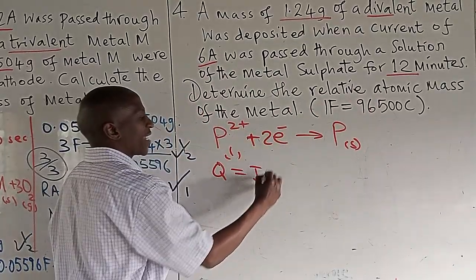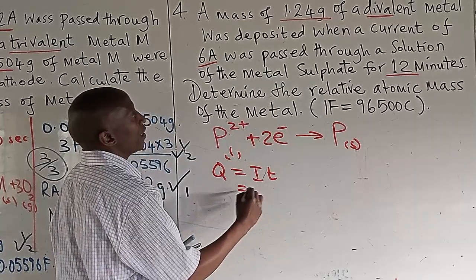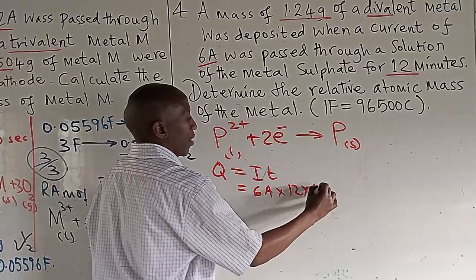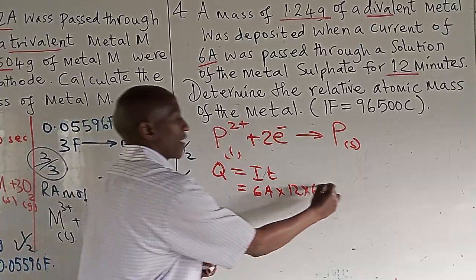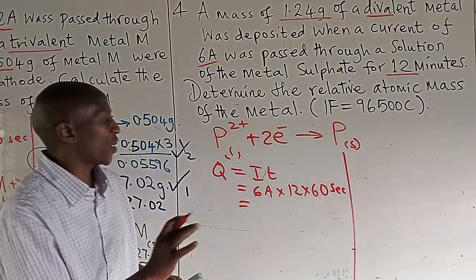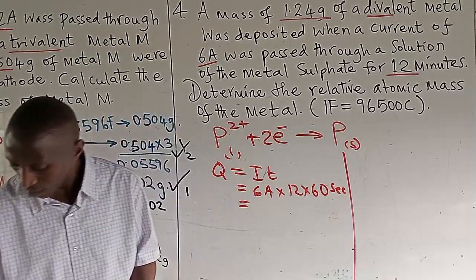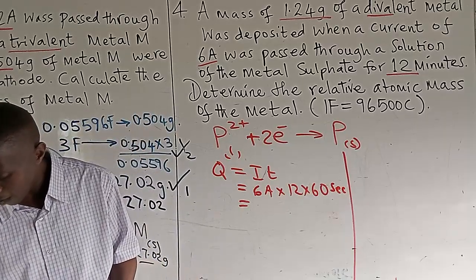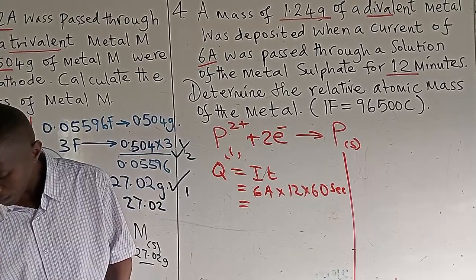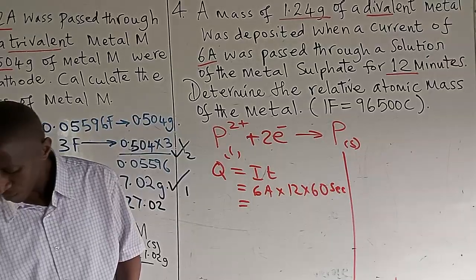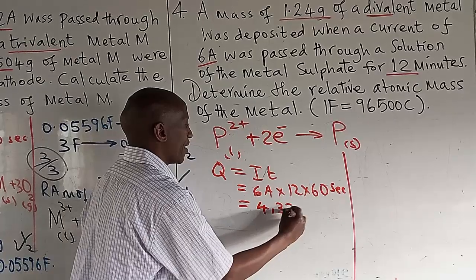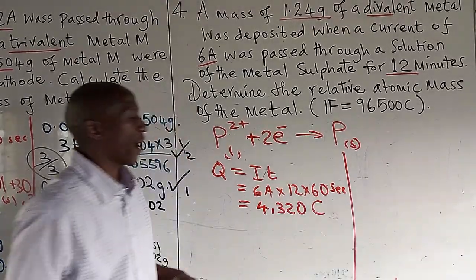What was the quantity of charge passed? So this comes to be 6 amps times 12 minutes, which would be 12 times 60 in terms of seconds. And that comes to be what value? Kindly key in on your calculator and let us have this value. So that comes to be 4,320 coulombs, capital C.